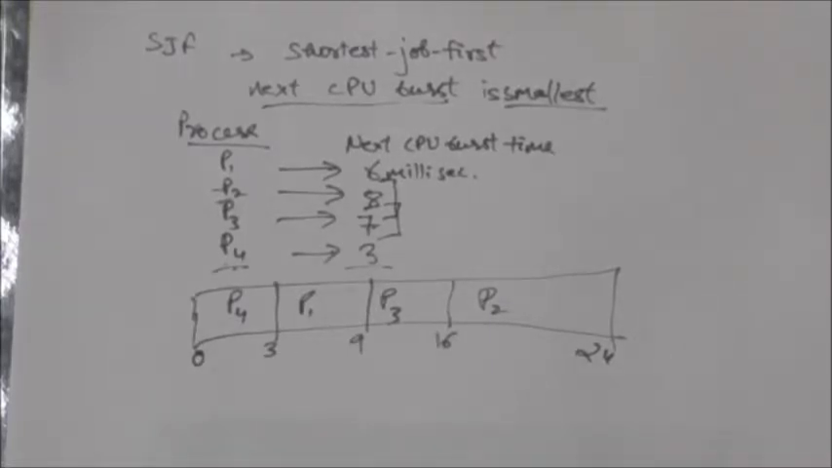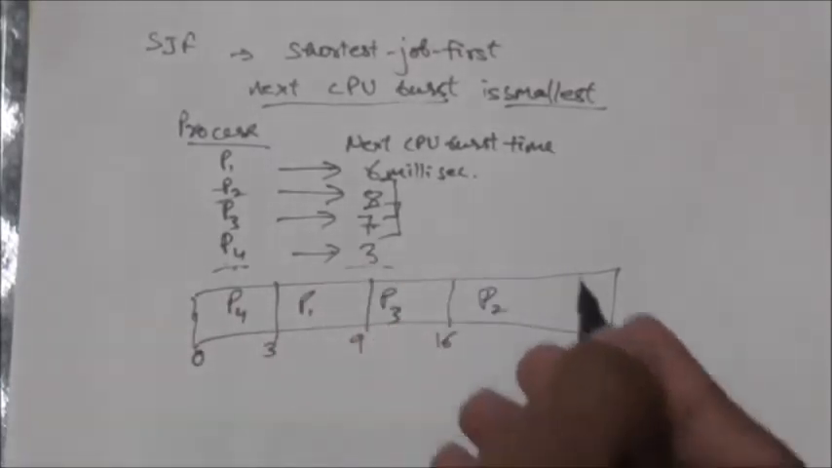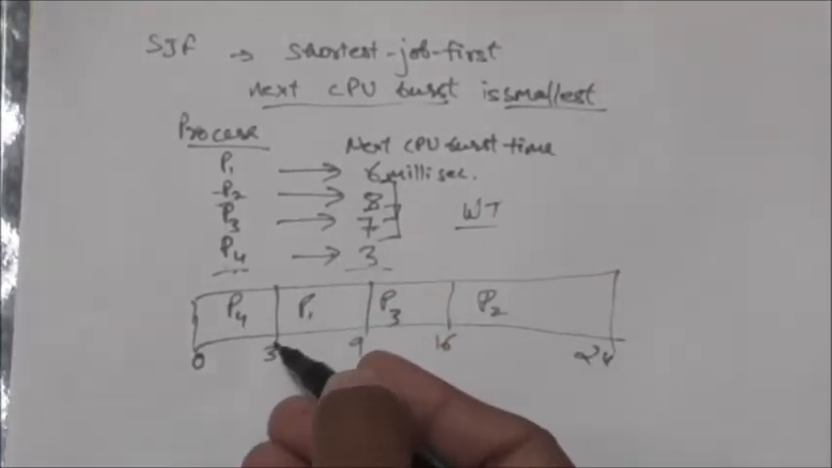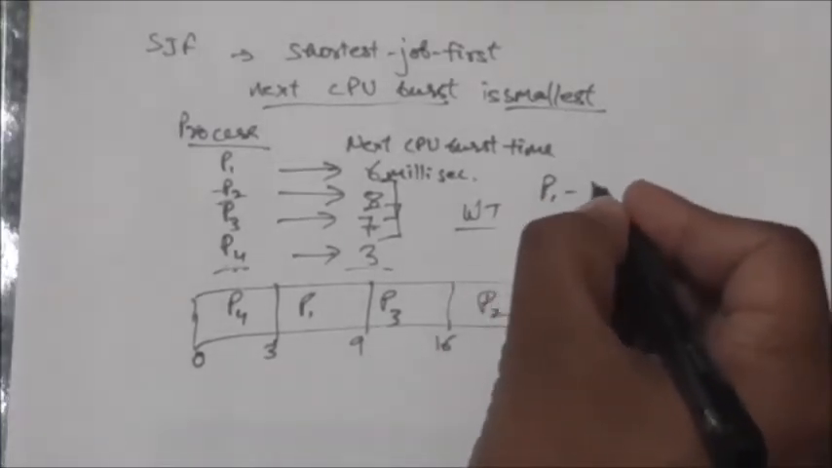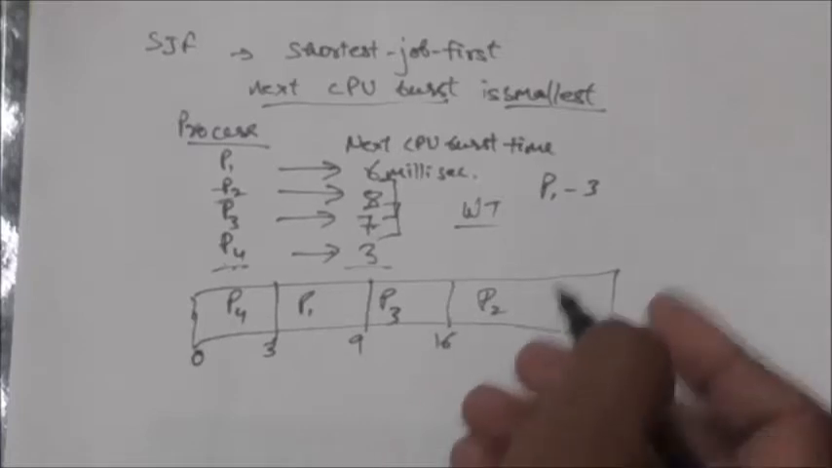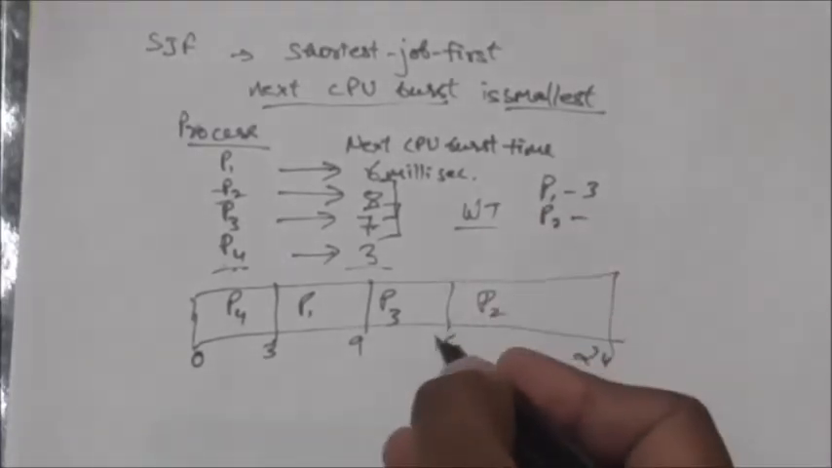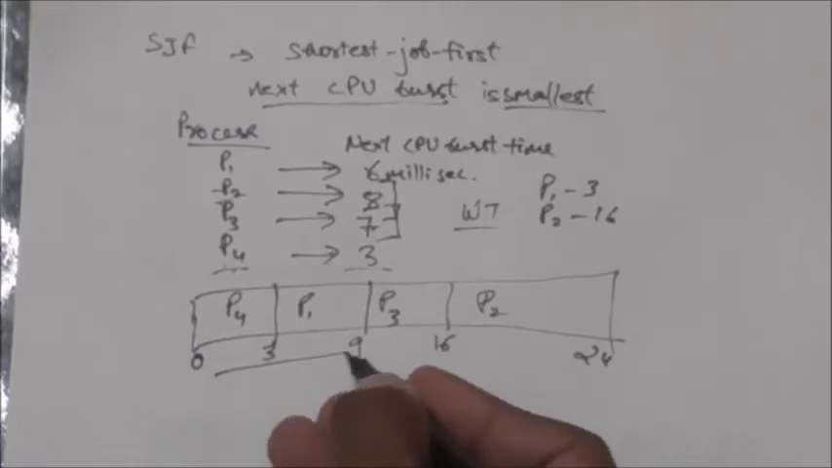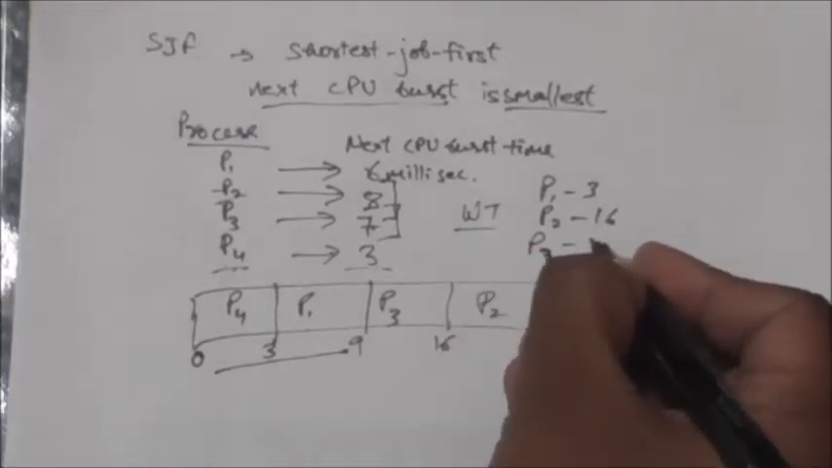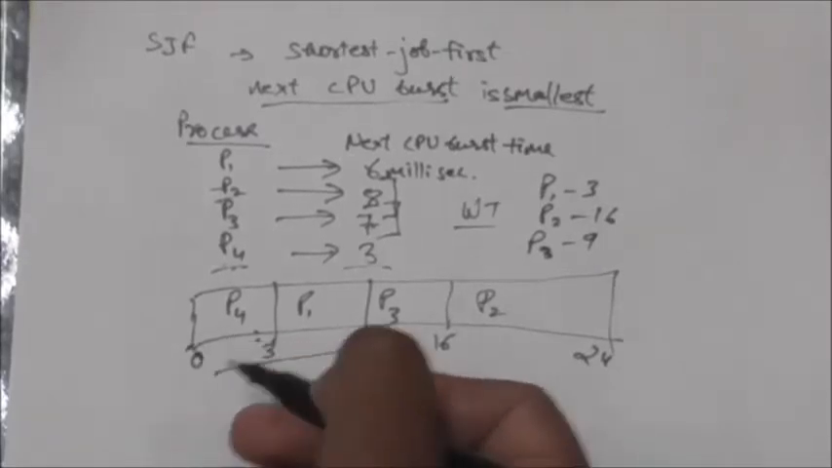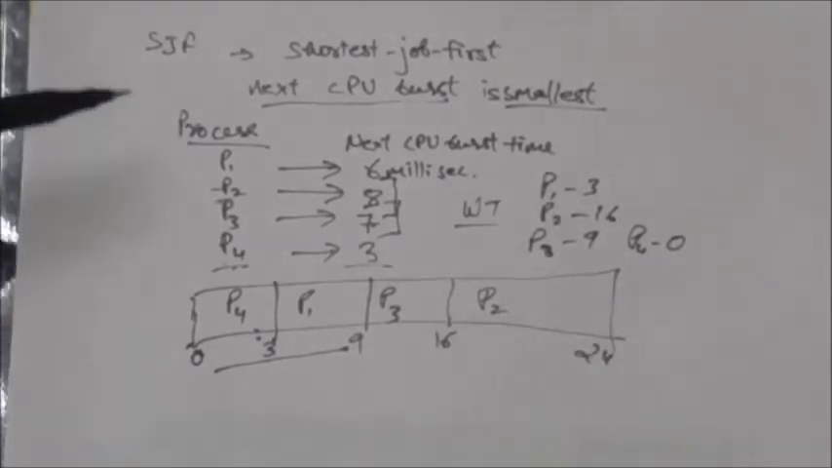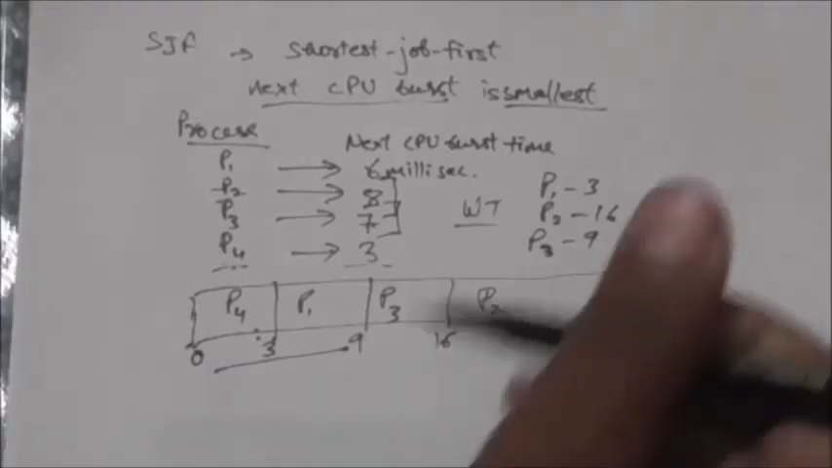Now let us see the average waiting time. The waiting time of process P1 is 3, process P2 is 16, process P3 is 9, and the waiting time of process P4 is 0. Here we have assumed that all these processes have arrived at time 0. So these are the waiting times of these four processes.